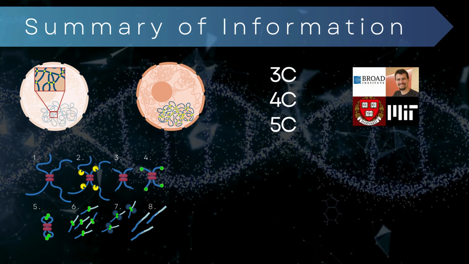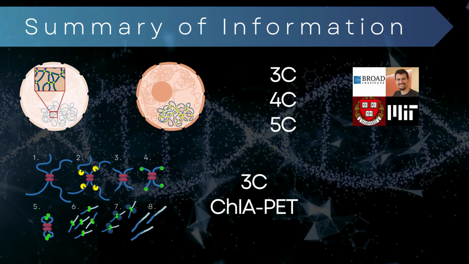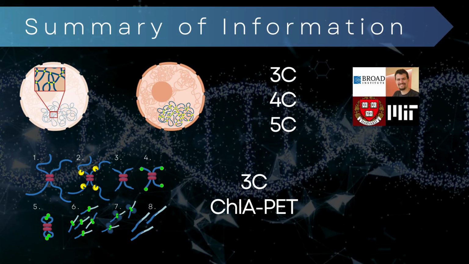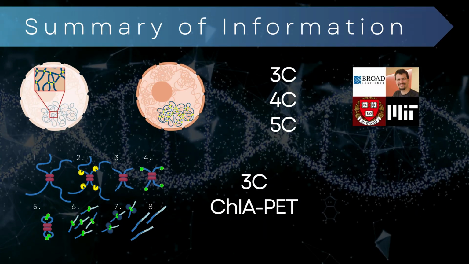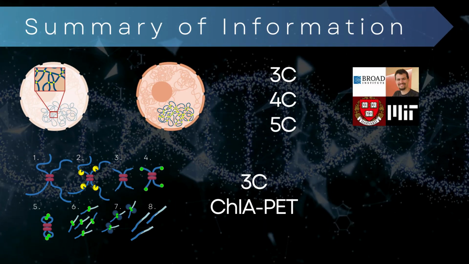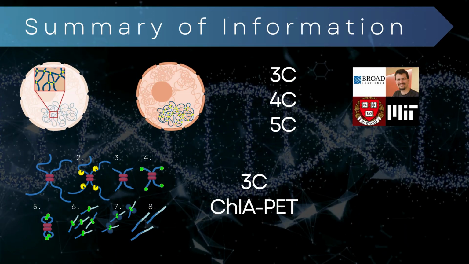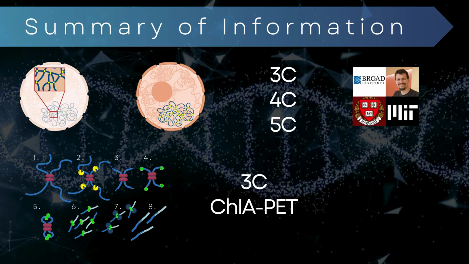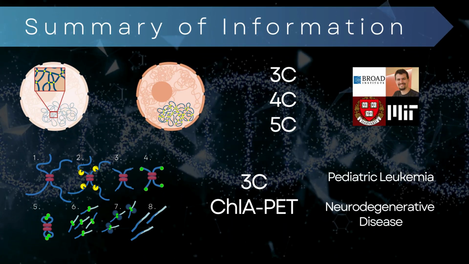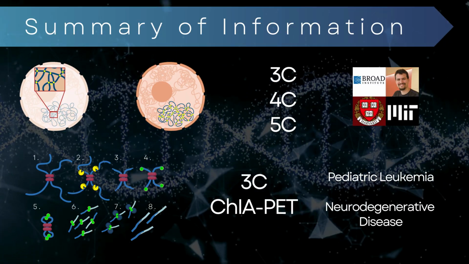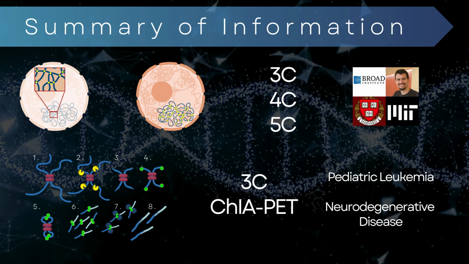In comparison to methods like 3C or ChIA-PET, Hi-C does not function to analyze specific locus-to-locus interactions or DNA to protein interactions. However, the method is being actively refined to accomplish such tasks. And lastly, Hi-C has been utilized to determine genetic factors involved in pediatric leukemia, as well as the development of neurodegenerative diseases. Thank you.